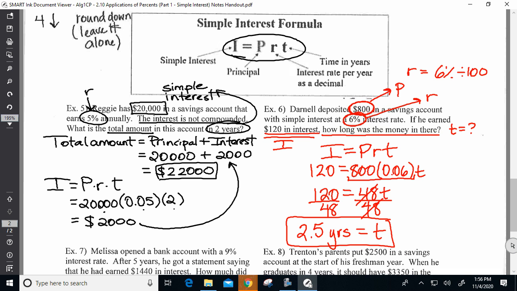Questions, example 6? I'll give you 30 cents. How's that?